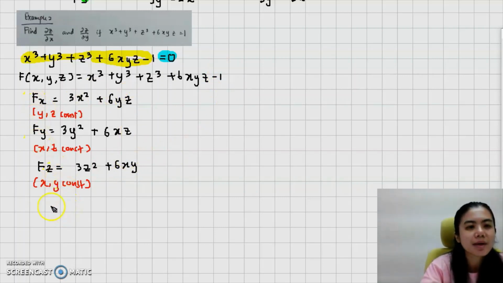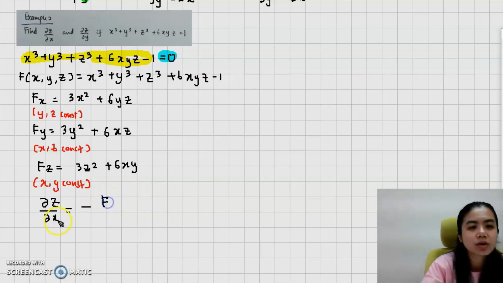Second step, we look for the partial derivative. That is very simple. According to the formula, it is del z del x. Remember, every time we have to put a minus in front. Then we have the capital function. Just look at the sequence. Down here is the x, so we put fx. At the top is the z, so we have fz. And then we do the substitution.